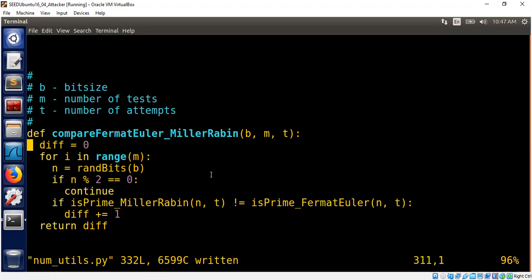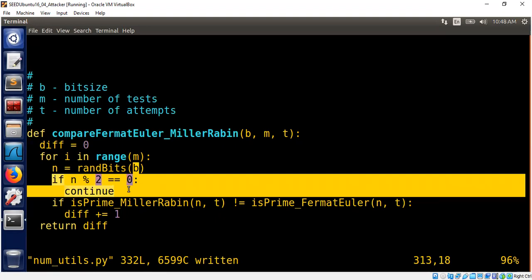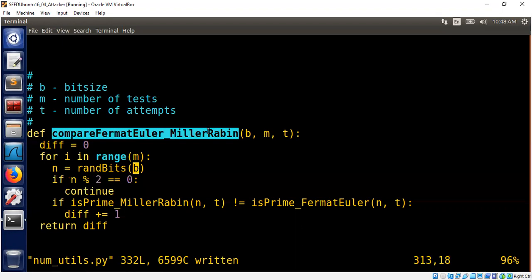I'm assuming the randomness is uniform. I'm using an underlying Python library that will give me random bits. I specify give me b number of bits, then it will give me a number made of b bits. That's basically the idea of this segment. And I'm not going to test even numbers, because we know even numbers are not prime other than 2, so I ignore them. I'm only counting odd numbers, and I'm checking whether any difference occurs between these two algorithms, Fermat-Euler versus Miller-Rabin. Okay, let's get started with the experiment directly.